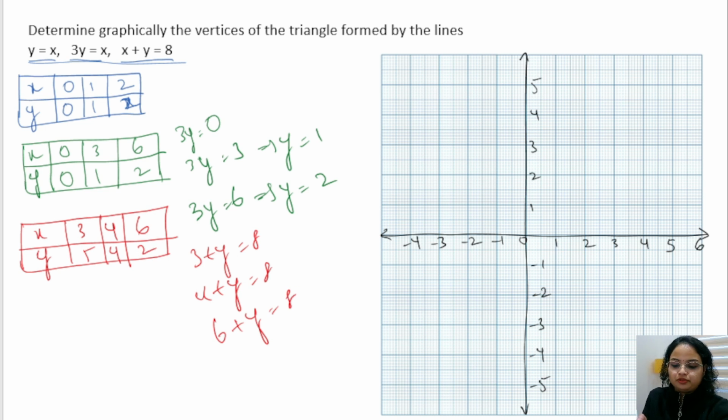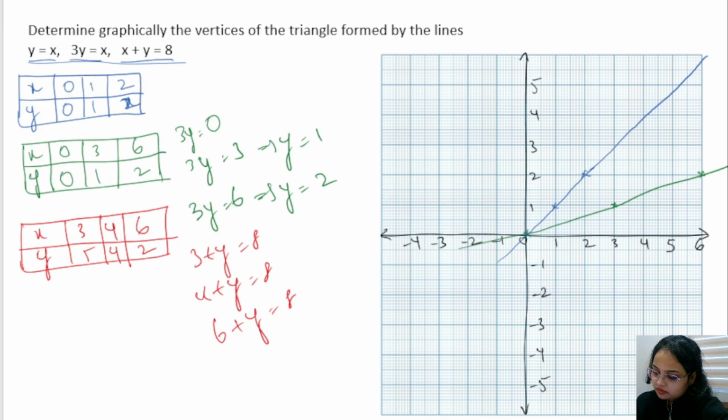We will represent the first line on a graph. If x is 0, y is 0. If x is 1, y is 1. If x is 2, y is 2. This is the line. We will represent the second line. If x is 0, y is 0. If x is 3, y is 1. If x is 6, y is 2. This point. Now we will join them all. It is this one.